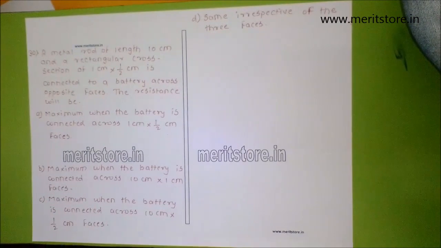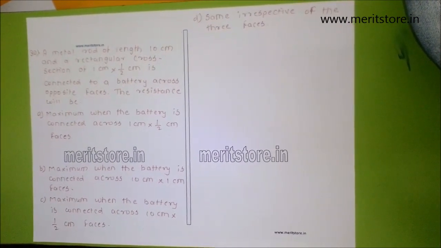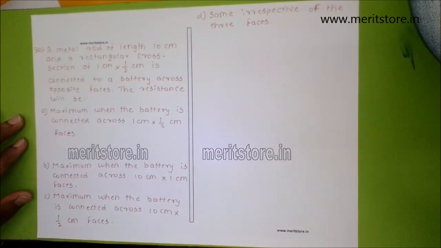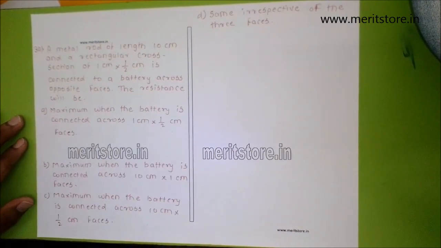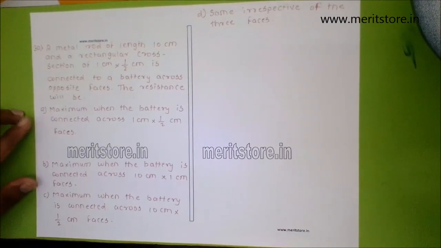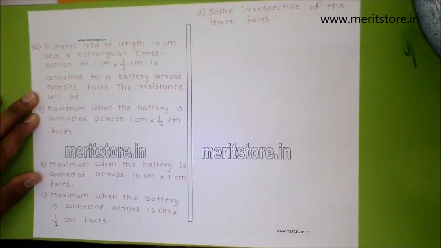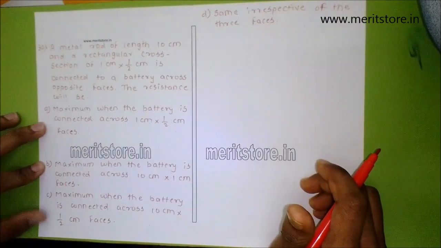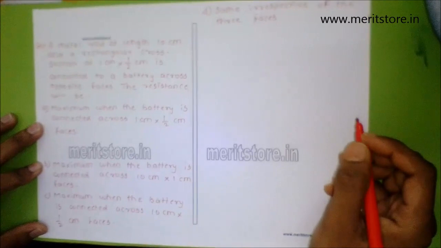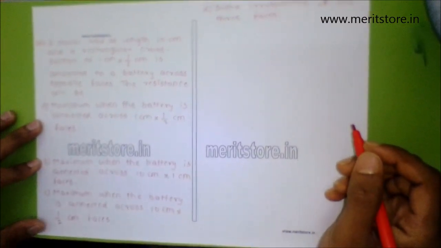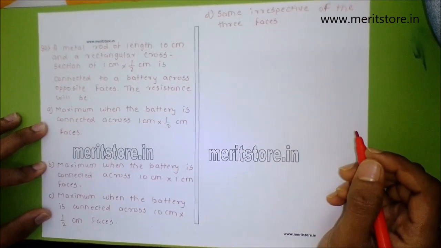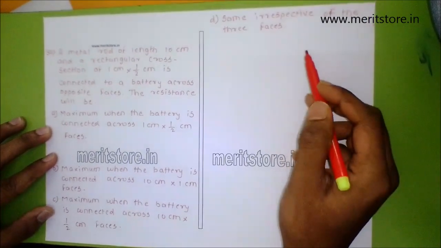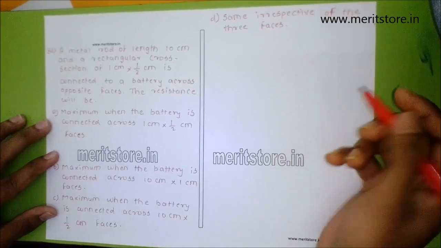A metal rod of length 10 cm and a rectangular cross section of 1 cm by half cm is connected to a battery across the opposite faces. The resistance will be, there are 4 options: A, maximum when the battery is connected across 1 cm cross half cm faces, B, maximum when the battery is connected across 10 cm cross 1 cm faces, C, maximum when the battery is connected across 10 cm cross half cm faces, and the last option, D, same irrespective of the 3 faces.